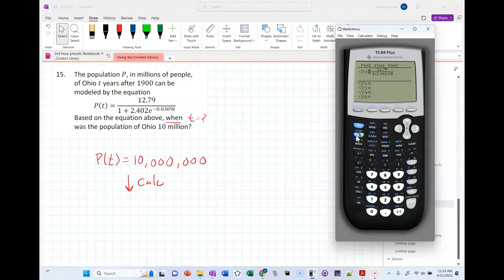The advantage of having the calculator with the new operating system is that it does the math print for you so you can see exactly what you're typing in.